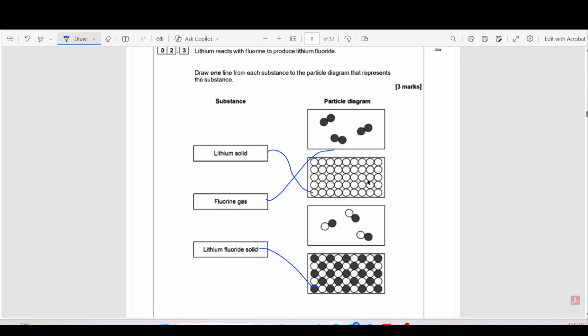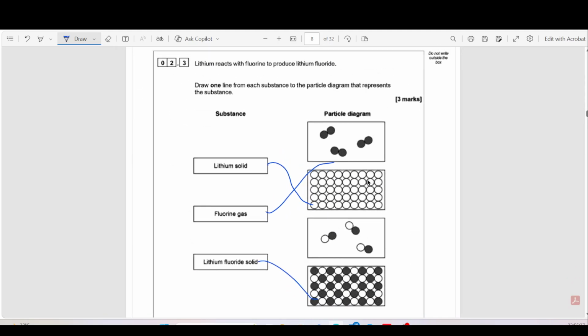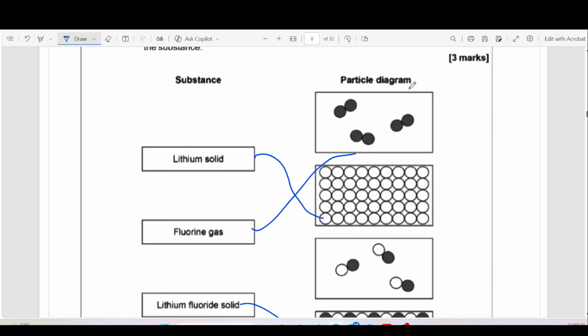Then we have this one. So the lithium, these are substances, these are the particle diagrams. Lithium solid is this one because you can see it is in solid state. Identical atoms are packed together in a regular and repeating pattern, which is also called a lattice.